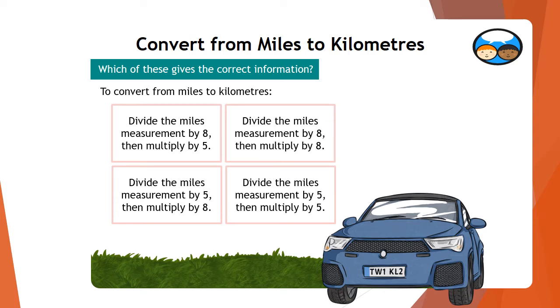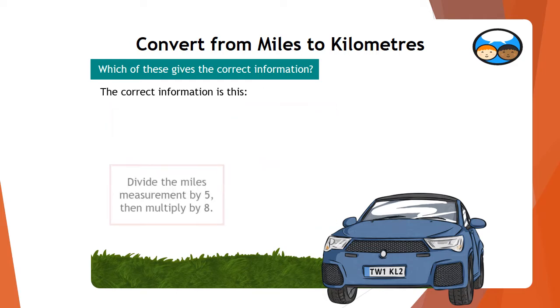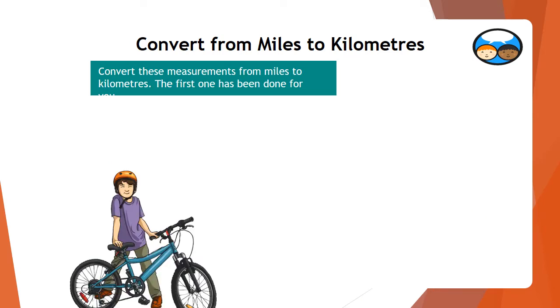Yeah, our key numbers today are 5 and 8. If we're going to be converting from miles to kilometres, we need to divide the measurements by 5 and multiply by 8. So it should have been this one. So to convert from miles to kilometres, we know which method we need to use.